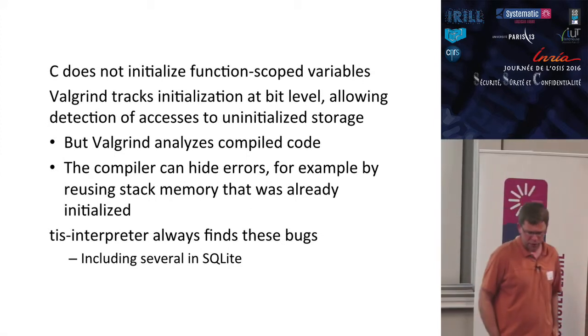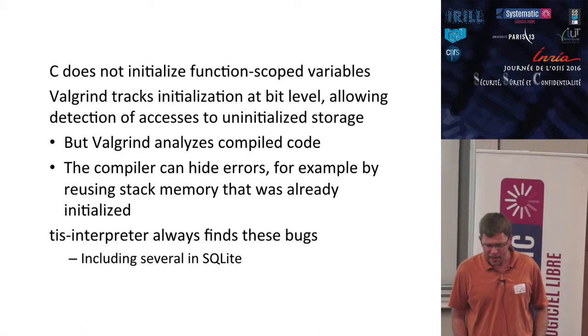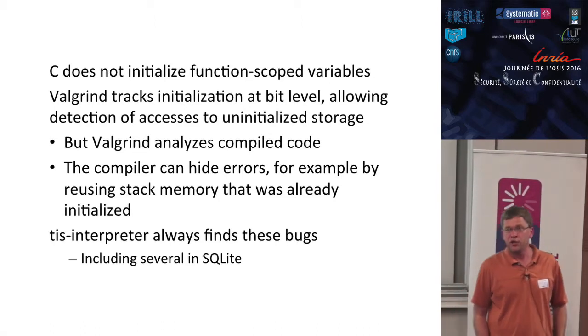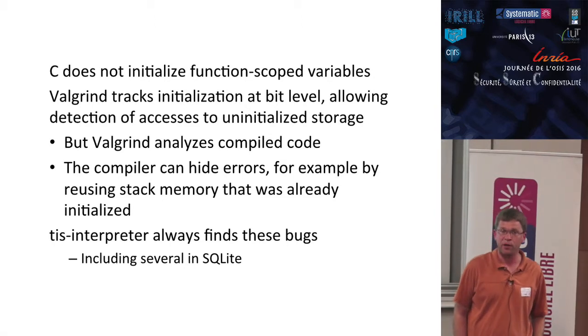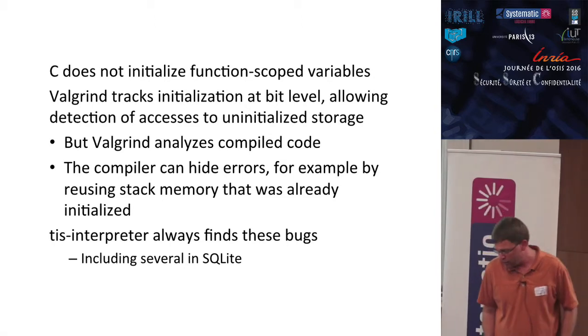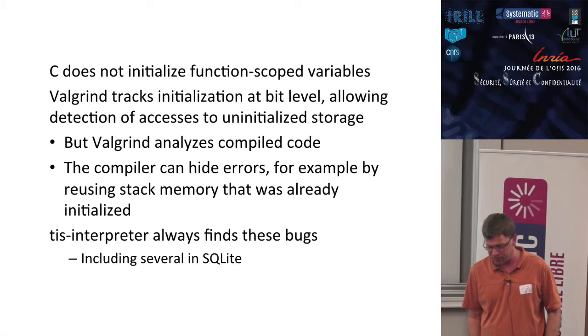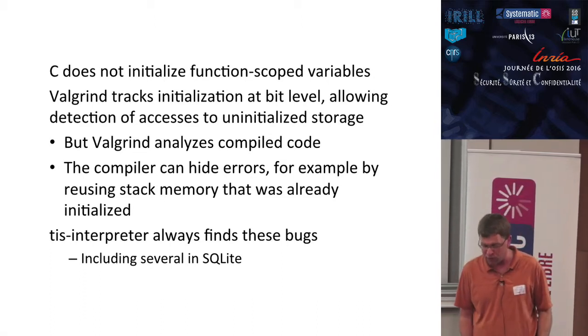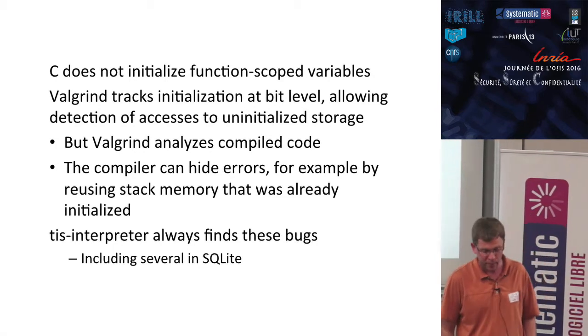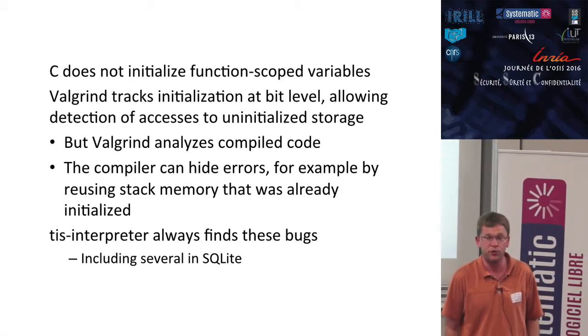Another kind of bug we found are uninitialized variable bugs. And the interesting thing was that we found uses of uninitialized variables even on code where Valgrind had been run on the code. The reason we found these bugs is because TIS interpreter, and of course Frama-C as well, looks only at the source code of a program. Its model of the semantics for C is based on the source that it was given.